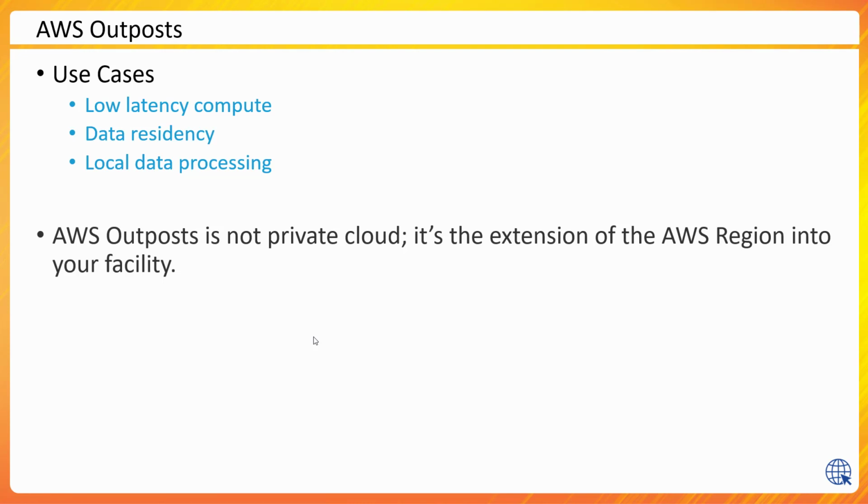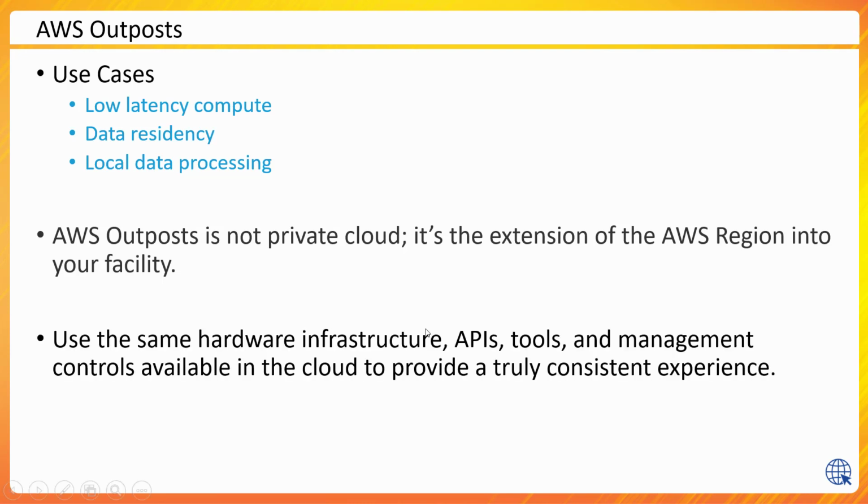So you can't say, I would have 10 Outposts and I would set up everything on my own and run them in isolation. That is not the way it works. It is still considered an extension of the region, and it is still the same AWS infrastructure running in your premises, with the same API, same tools, same management and control operations, giving you a truly consistent experience of a hybrid compute policy.